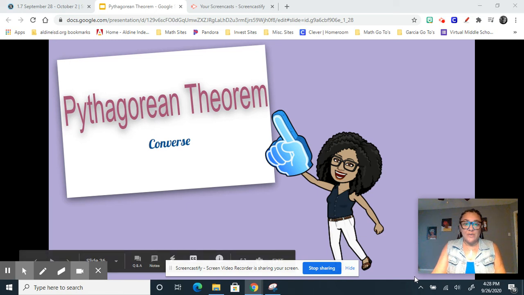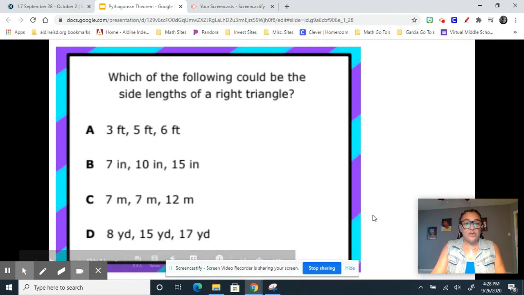Hello, Math Masterminds. We are working with the Pythagorean Theorem and its converse today. First example: which of the following could be the side lengths of a right triangle?